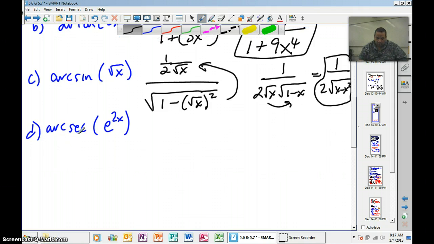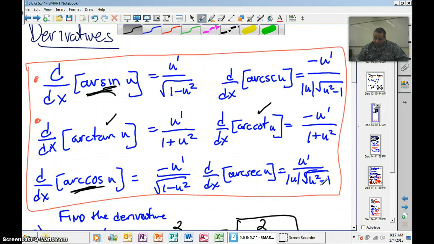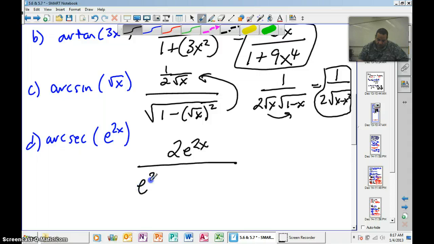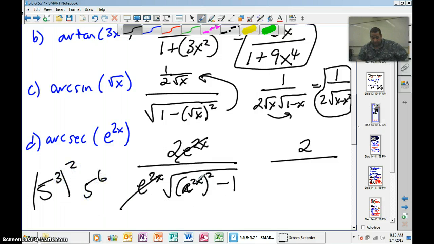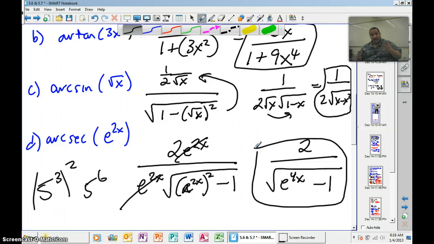This one, arc secant of e to the 2x. So this is going to be the derivative up top, 2e to the 2x, over, now this is the one over here, if I scroll up, arc secant, where it's u and then the square root of u squared minus 1. So it's u, I know it's absolute value, but square root of u squared, which is this, squared, minus 1. Immediately I can cancel those. Nice. Let's talk about the square in here. When you square a power, like 5 cubed squared, you multiply the exponents to get 5 to the 6th. So I'll multiply these and get the square root of e to the 4x minus 1. And that's it. You guys have any questions?